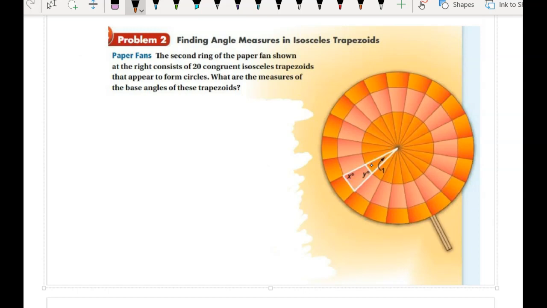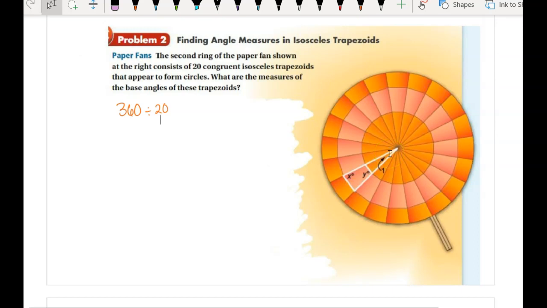So, how many degrees is a full circle? A complete circle is 360 degrees. How many pieces is it broken into? It's broken into 20, so we're going to divide 360 degrees by 20 to find one of the angles. And 360 divided by 20 is equal to 18 degrees, so we know that the measure of angle 1 is equal to 18 degrees.